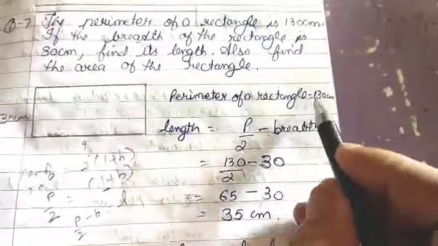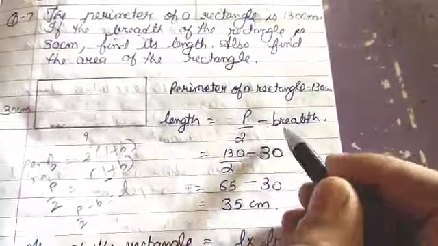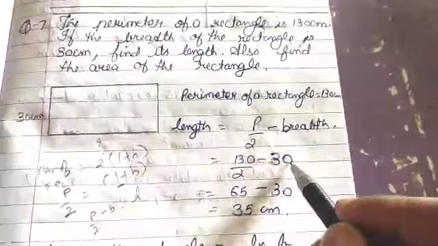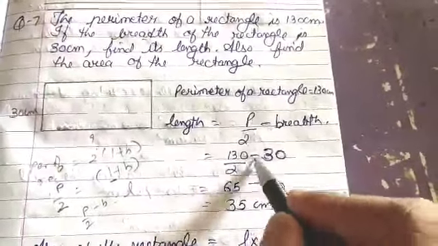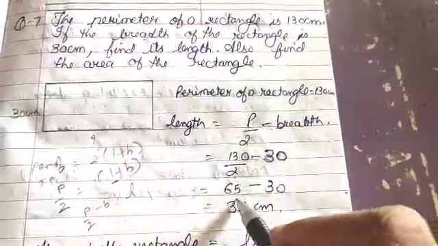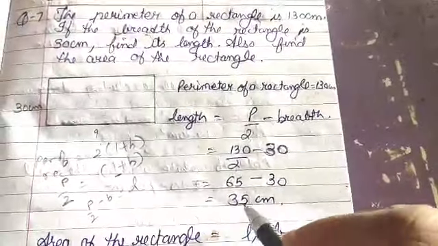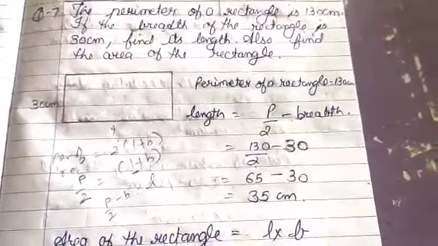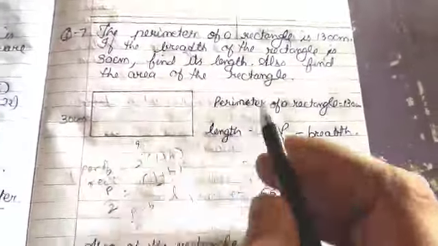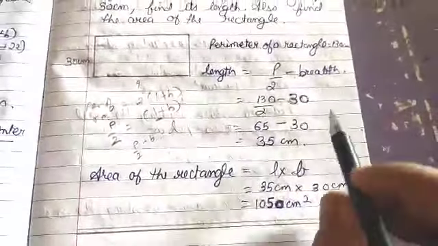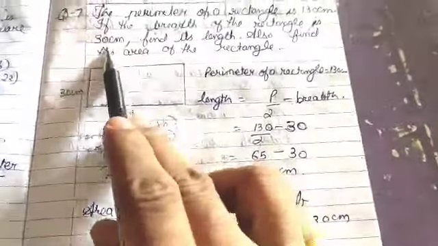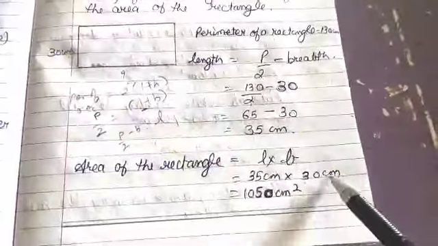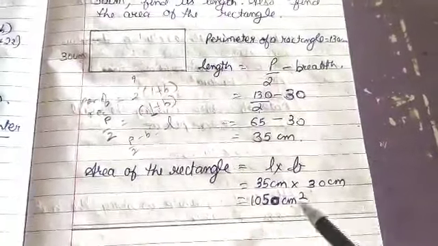The perimeter is given as 130, divided by 2, and the breadth is given as 30 centimeter, so minus 30. Don't subtract first; you have to divide first, then subtract. 130 divided by 2 is 65, minus 30 gives 35 centimeter. This is how we got the value of the length. Now it is asked to find the area of the rectangle, that is L into B. Just now we found L as 35 centimeter, and the breadth given in the question is 30 centimeter. So 35 into 30 gives 1050 centimeter square.